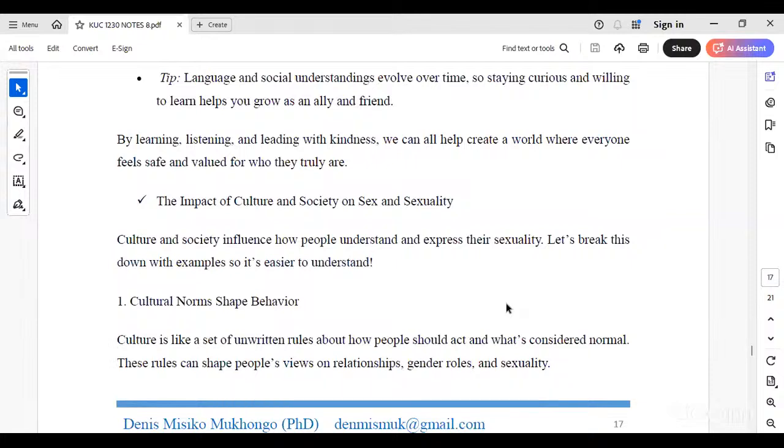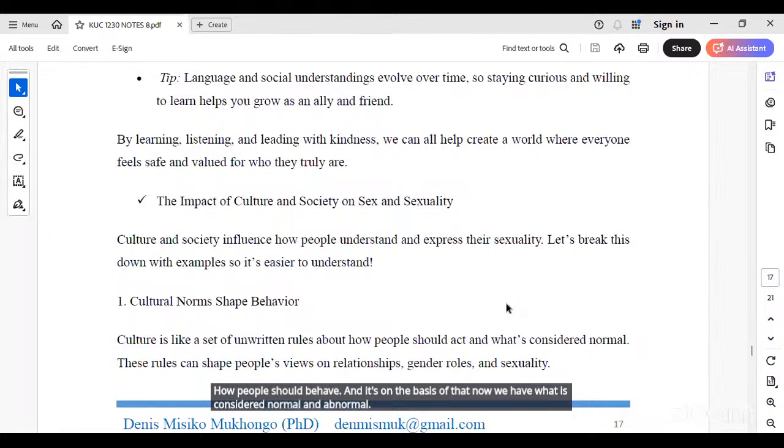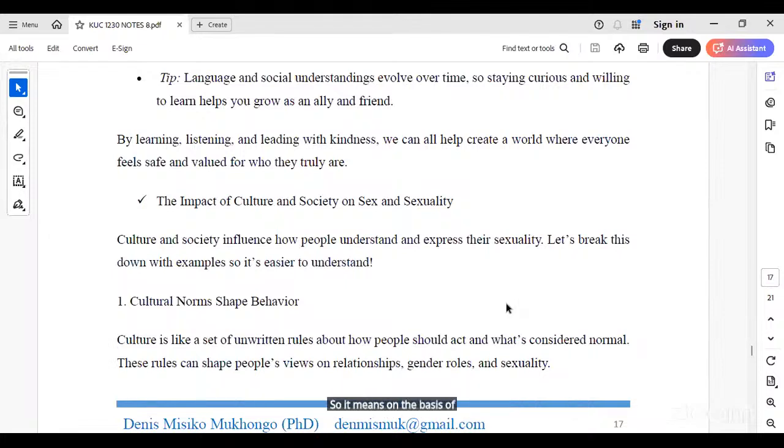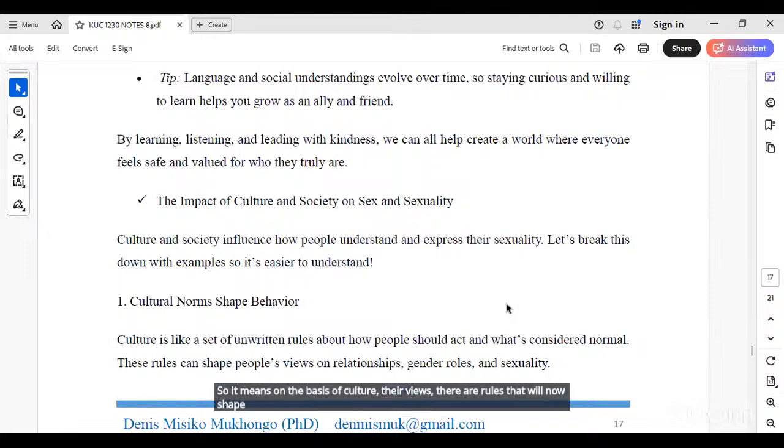So the impact of culture and society on this topic of sex and sexuality. So cultural norms will shape behavior. So culture is just the set of unwritten rules about how people should act, how people should behave. And it's on the basis of that now we have what is considered normal and abnormal. So it means on the basis of culture, there are views, there are rules that will now shape how you view relationships, how you view gender roles, and how you view even sexuality.